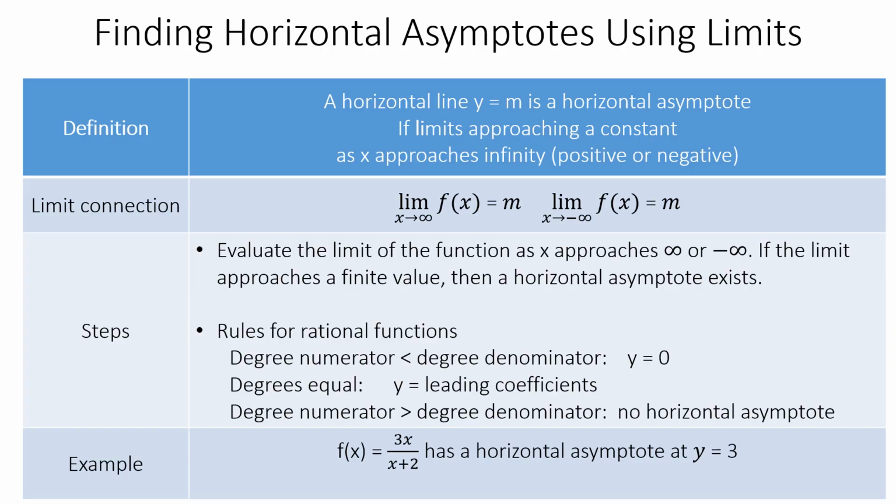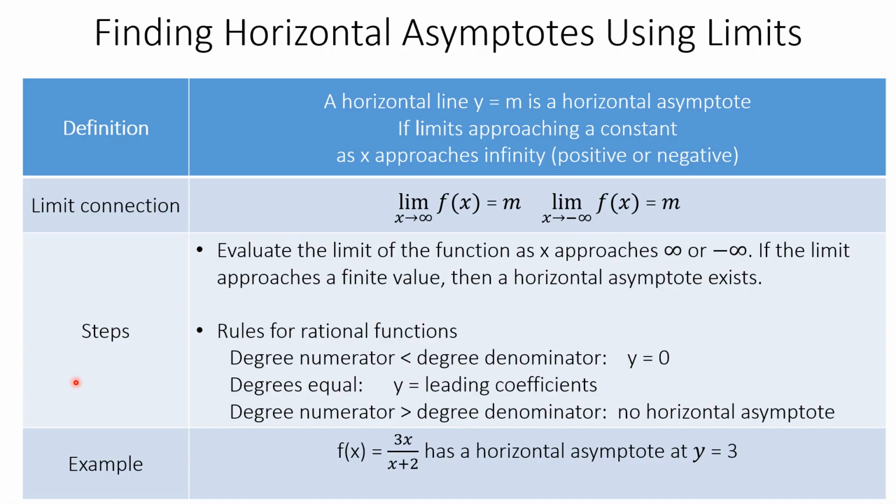Now we're going to talk about finding horizontal asymptotes using limits. So first, a horizontal line y equals m is a horizontal asymptote if the limit approaches a constant as x approaches infinity, positive or negative. So here the limit connection is as x approaches infinity, the function approaches m. As x approaches minus infinity, the function also approaches m. But when x approaches infinity, the function approaches m from the top, while when x approaches minus infinity, the function approaches from the bottom.